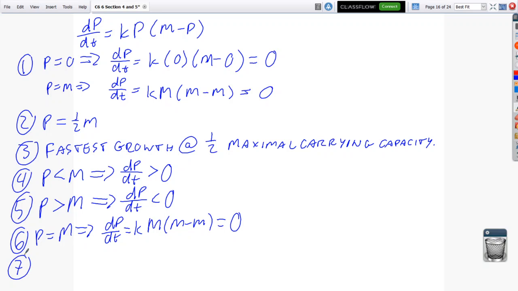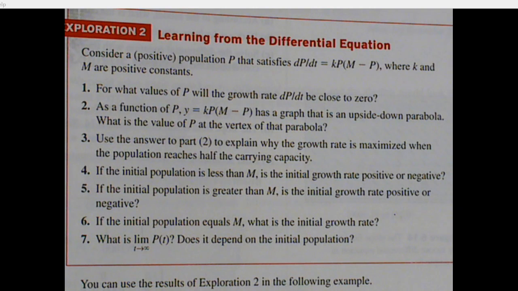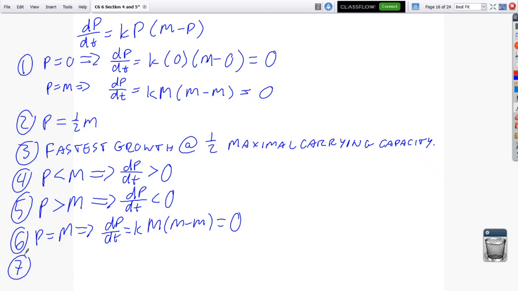Number 7 asks us, what is the limit as t approaches infinity of P of t? The limit as t approaches infinity of the population. And that's just where the population is settling. If we start with a population less than m, we're going to grow. If we start with a population greater than m, we're going to decay. If we start at a population equals m, we're going to stay at exactly the same amount.